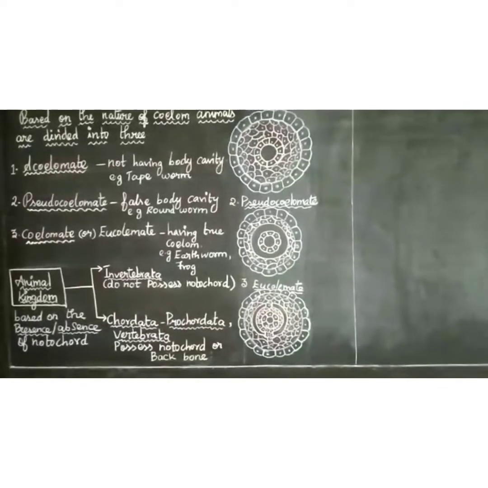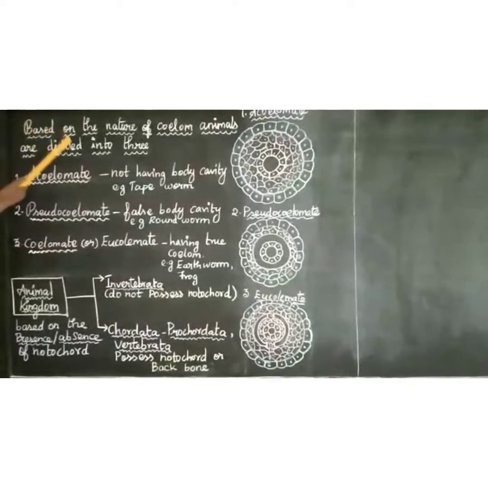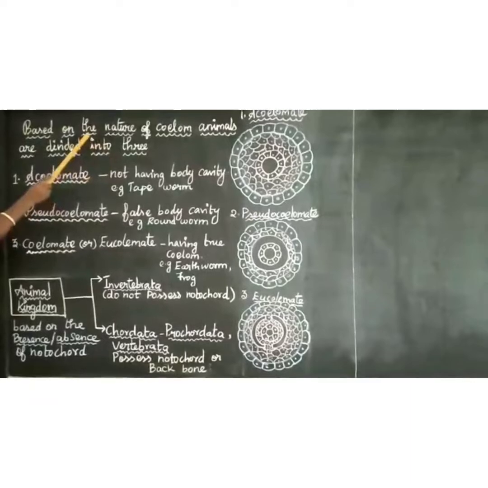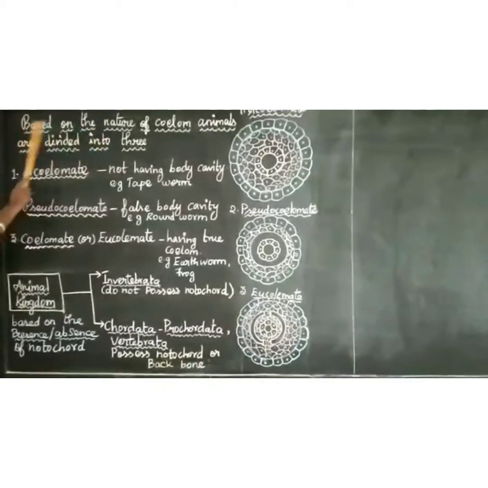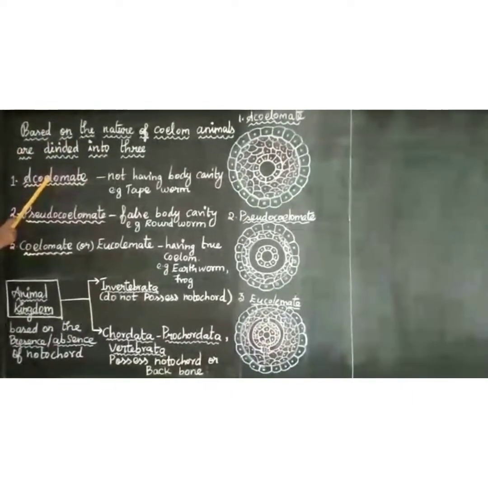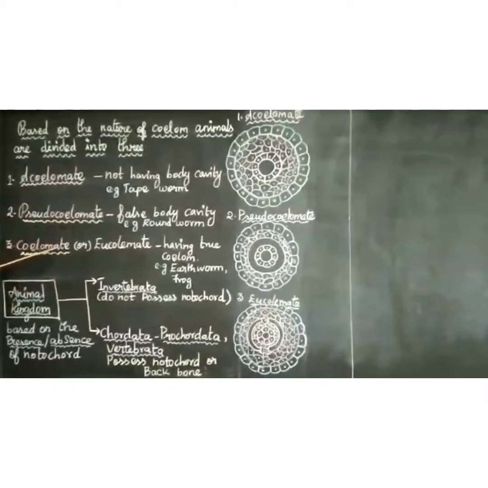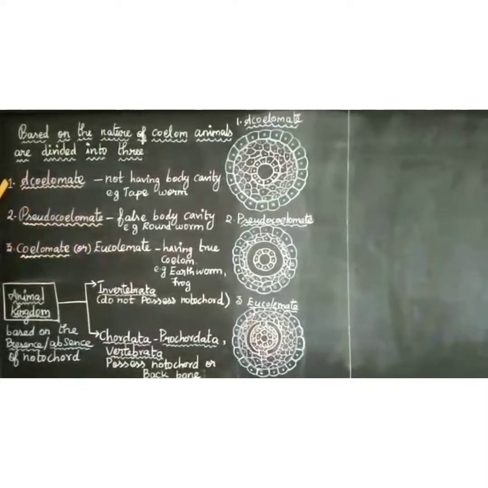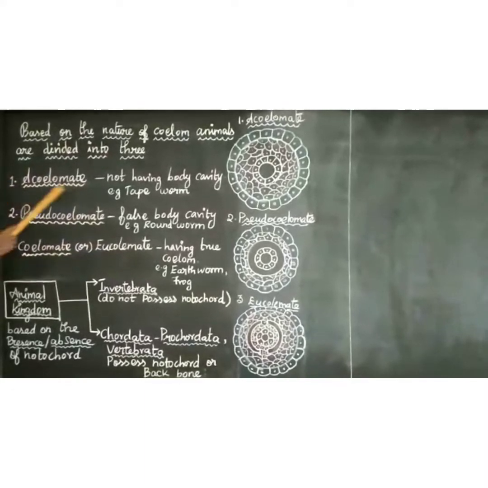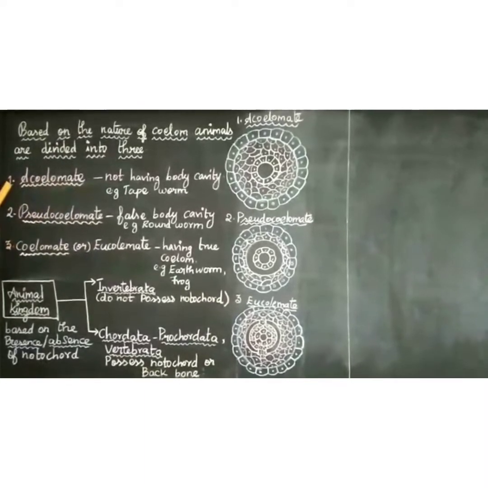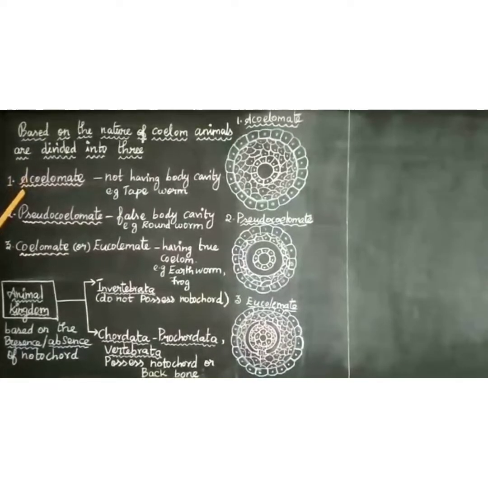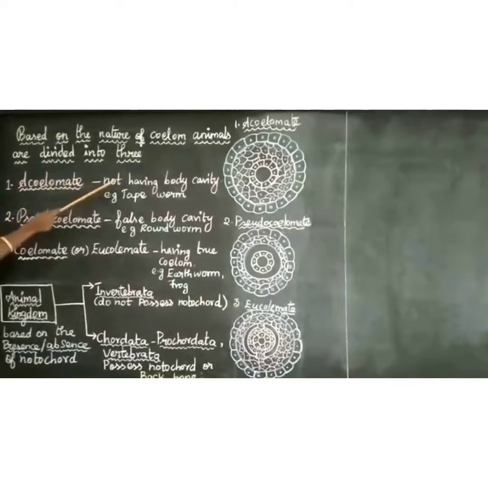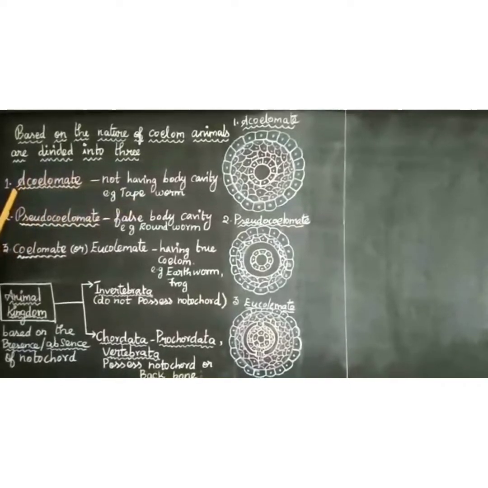Let us see, based on the nature of the coelom, animals are divided into 3. What are they? Acoelomate, pseudocoelomate and coelomate or eucoelomate. Then the first one, what is meant by acoelomate? Acoelomate means absence of coelom. An organism whose body does not have any body cavity is called acoelomate.